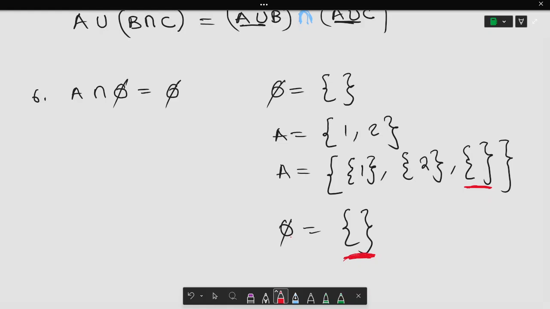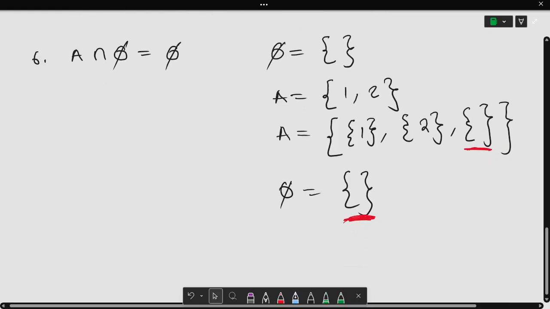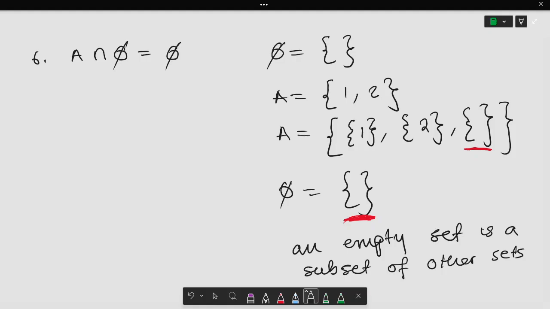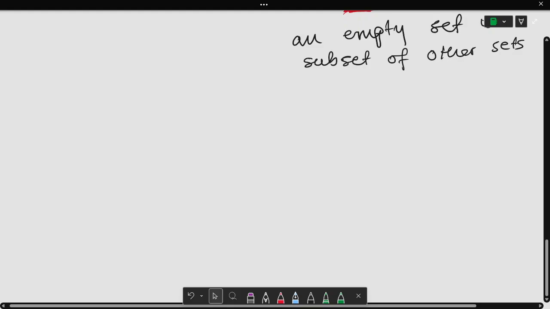Okay, so an empty set is a subset of every set. Take note of that. An empty set is a subset of other sets. So inside every set there is an empty set. So when you intersect an empty set with any other set, the answer is going to be the empty set. Okay, so that's, we can say, the sixth theorem.